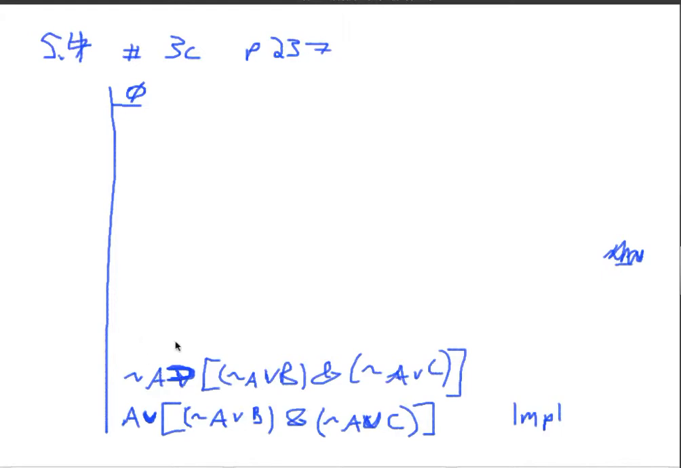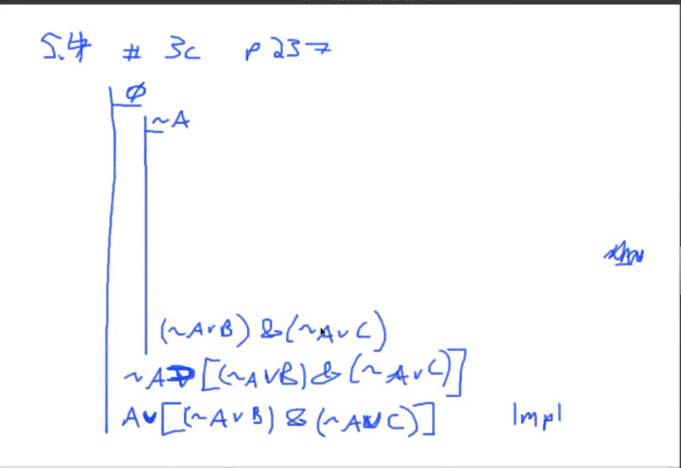Okay, so now that we have this main conditional here, we can set up our usual conditional proof, right? We start with not A. And our goal at the bottom is going to be this consequence. Sorry. So here we're going to have not A or B, and not A or C. Okay, and this will be conditional introduction using the subderivation here. So we don't know what to cite yet.